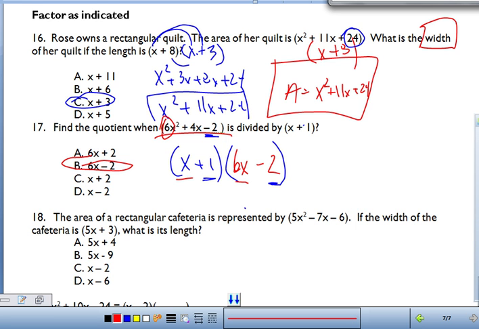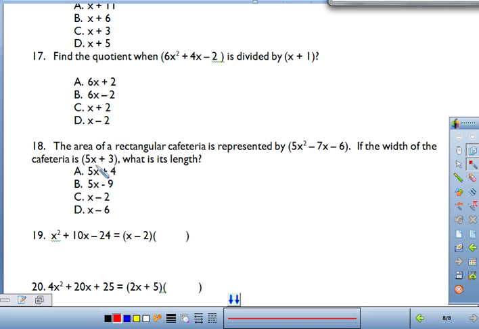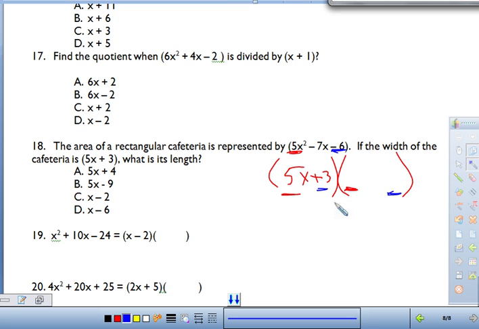And we'll do the same thing down here. Finish up the last couple problems. Area of a rectangle is this, multiplied by this, so I have 5x plus 3 times some other quantity. Again, I know that these two first terms are what creates that 5x squared, and these last terms are what creates the negative 6. So this one must just be an x, because x times 5x is 5x squared. And then if this is a 3, this one's going to have to be a negative 2 to produce a negative 6. So x minus 2 is my other term.